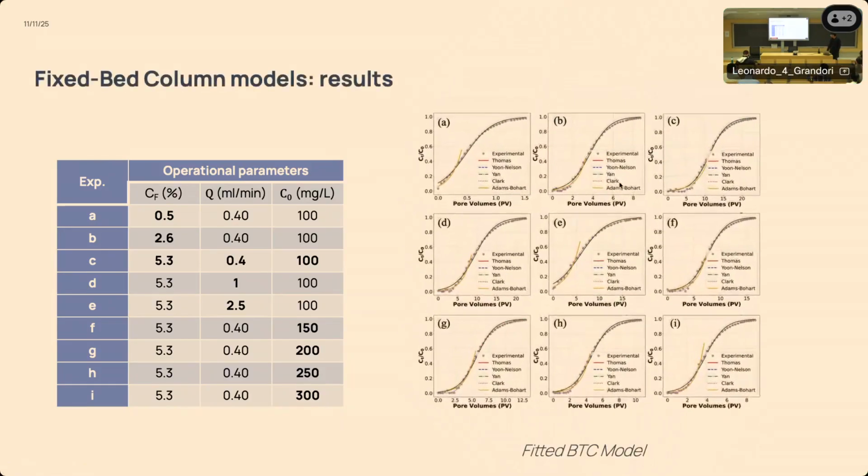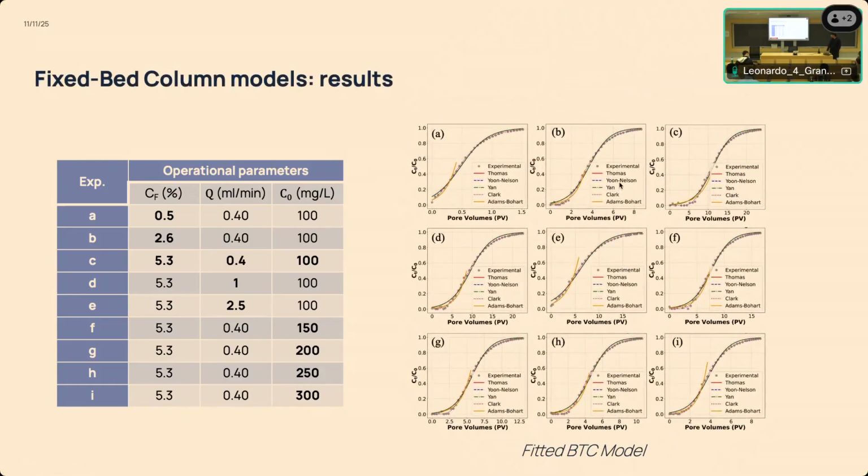So these are all these models fitted to these different kinds of experiments. And here I want to show you that experiments A and E are the experiments that were conducted at basically the lowest flow rate and the highest flow rate and the lowest adsorbent. And you can see there is almost an instant breakthrough.